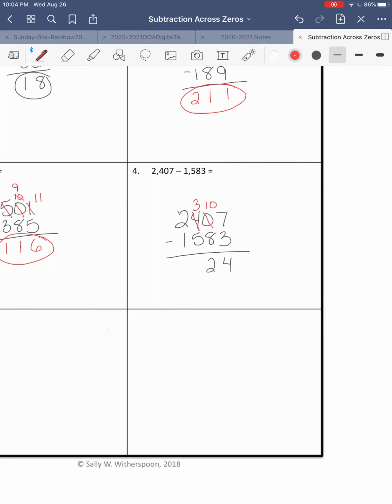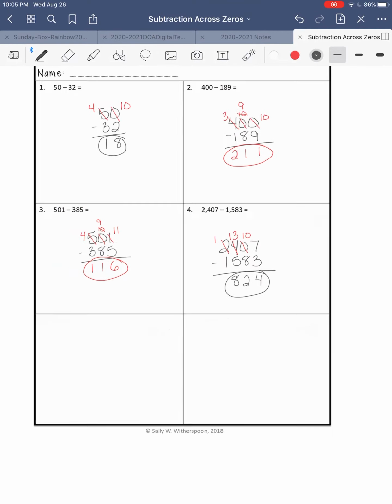So I have to go next door. My 2 becomes a 1. That 3 now becomes a 13. 13 minus 5 is 8. And 1 minus 1 is 0. So I don't have to write down my 0. So my answer is 824.